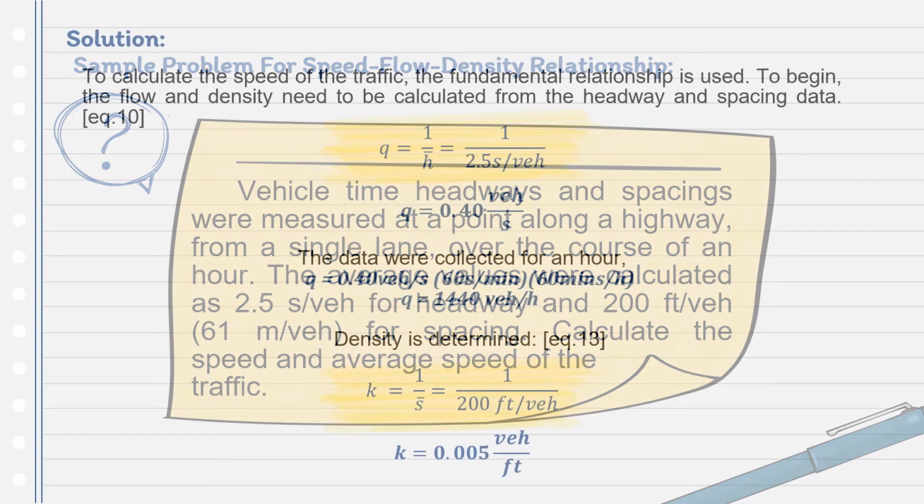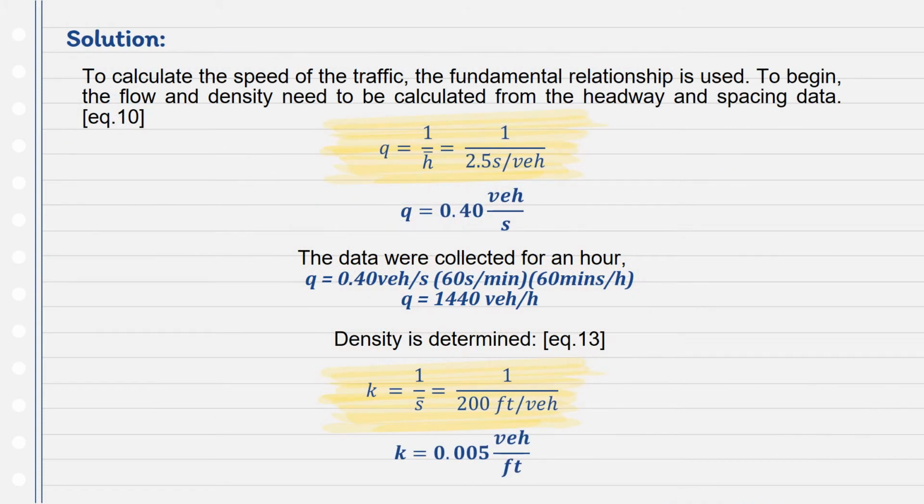To calculate the speed of the traffic, the flow and density need to be calculated from the headway and spacing data. Using equation 10, Q equals 1 over the average time headway gives the value of flow, which is equal to 0.4 vehicles per second. The data were collected for an hour, which gives the value of flow equal to 1,440 vehicles per hour.